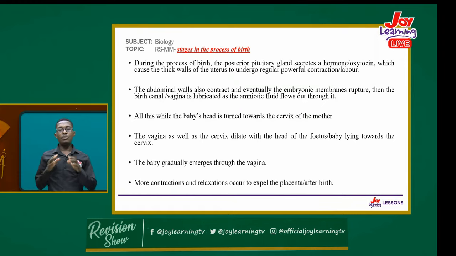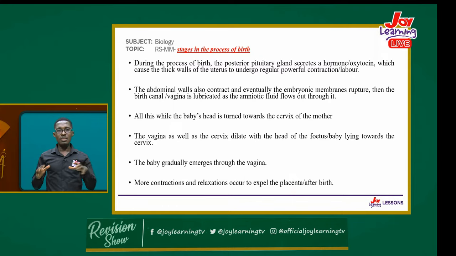posterior pituitary gland. When we started the first hormones, I mentioned pituitary, but that one was the anterior pituitary. But here I did the posterior pituitary gland. They will send another hormone from the pituitary gland called oxytocin.